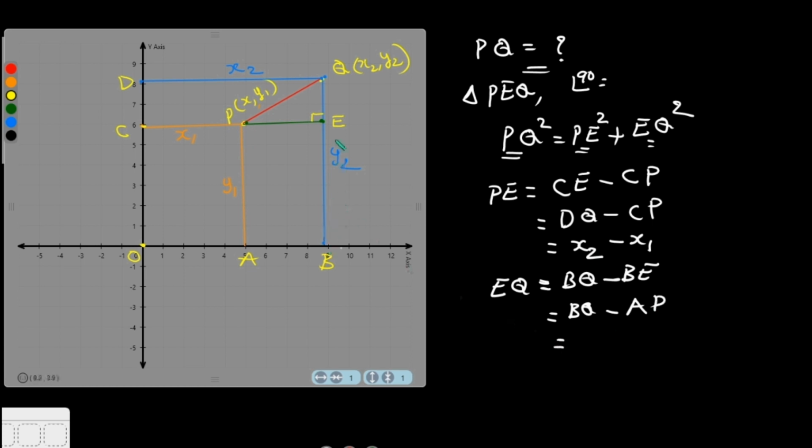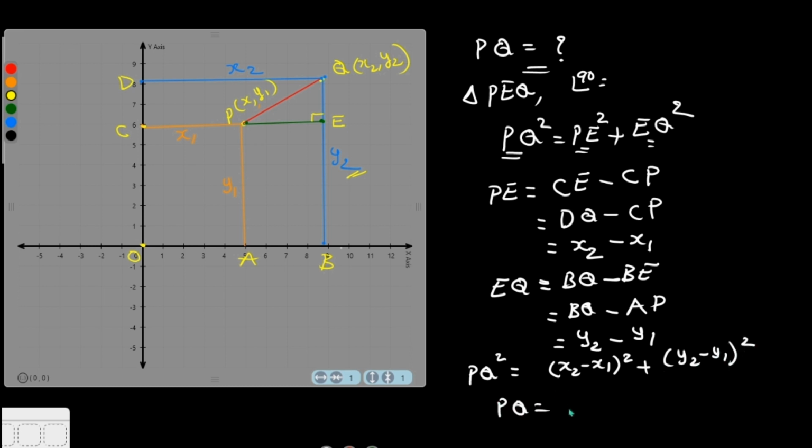What about BQ? We have written this is the distance y2, right? Distance y2 is drawn in the blue line, from this point down. So this is the distance y2 minus AP, which means y1. If you substitute in this equation, PQ square is equal to x2 minus x1 square plus y2 minus y1 all square. So PQ will become the square root of x2 minus x1 whole square plus y2 minus y1 whole square.